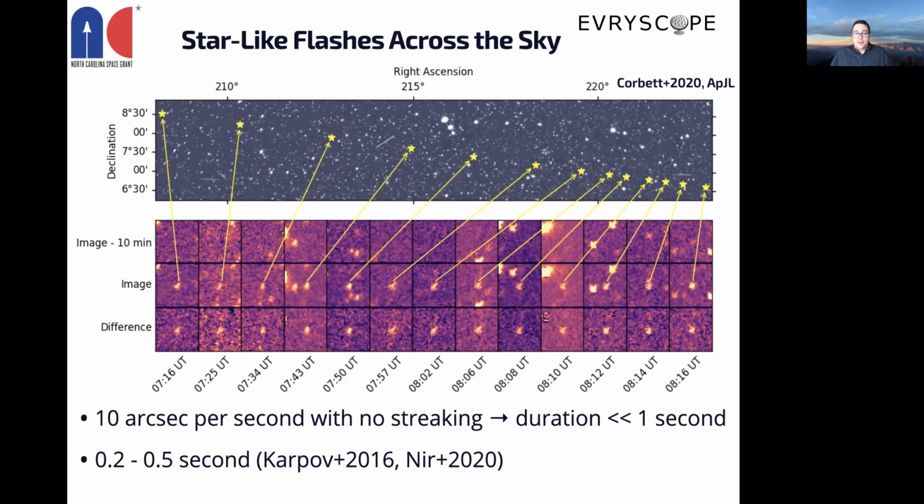Based on the length of this track and the time span between the first and last images, you can work out that the angular speed of the satellite is something like 10 arc seconds per second. And from that, we can say the duration of each flash must be much less than 1 second, because if the duration was longer than that, you would expect streaks, that you can see here for these objects that are moving at similar speeds. This is consistent with previous studies that have done time-resolved observations of satellite glints using the Mini Megatortora and WFAST instruments, finding typical durations of less than half a second.